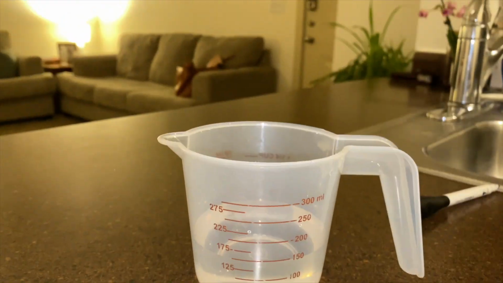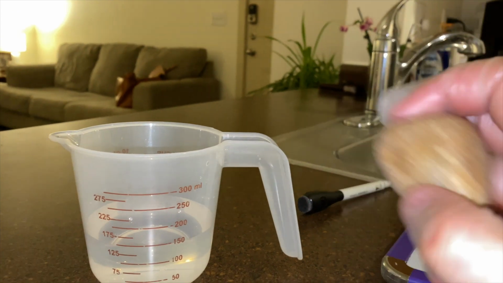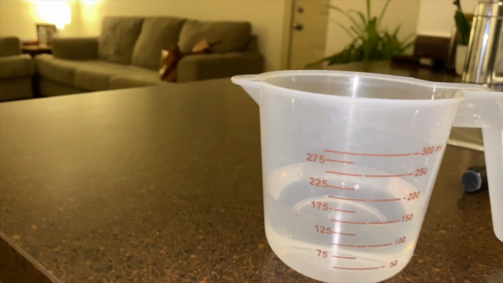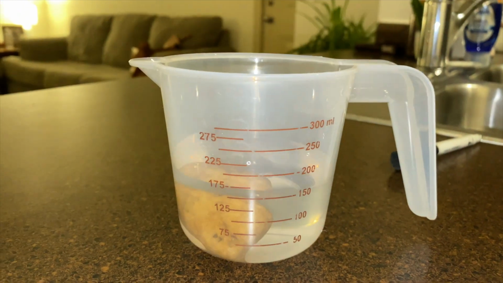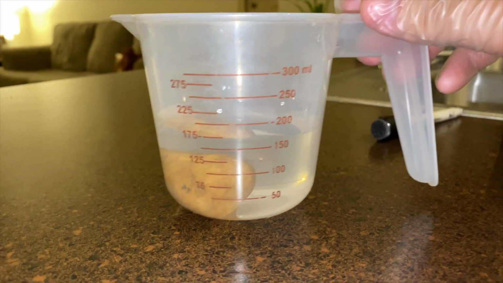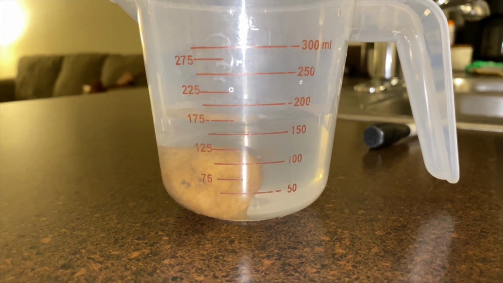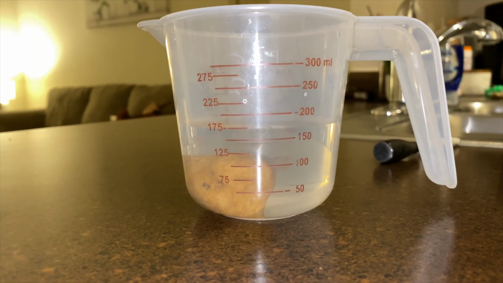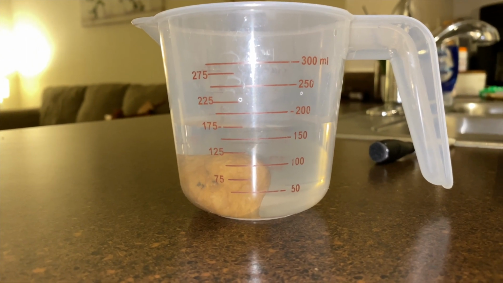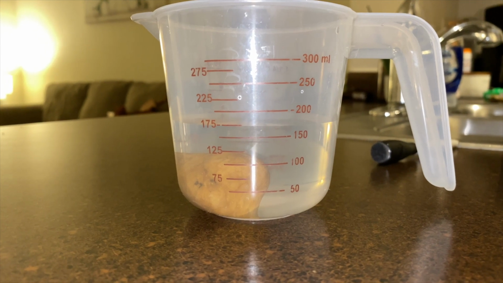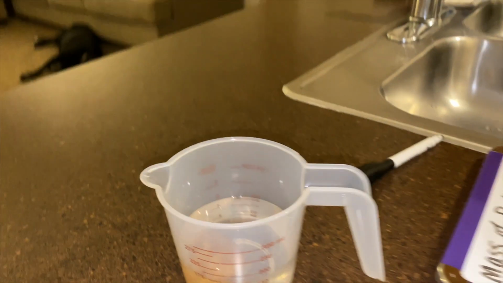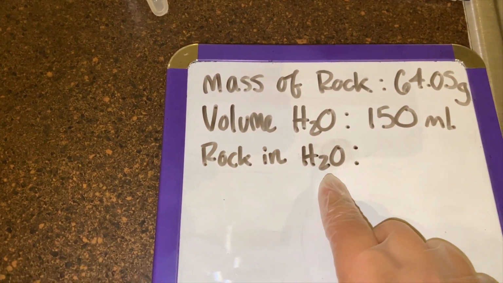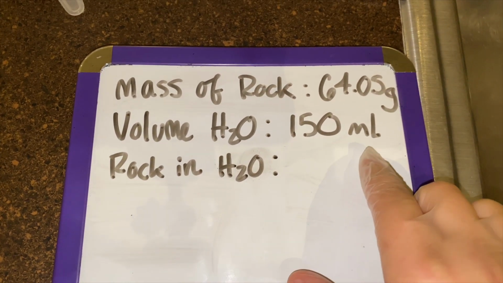All right, so now that we've got the mass of our rock and we've got the volume of the water that's put into our measuring cup, we're going to place the rock into the measuring cup with the water, and we're going to see how much the volume increases. So if we can get that leveled out, maybe you can see with me. It looks like we moved from 150 milliliters to 175 milliliters. So what we're going to do is record that, the combination of the rock in the H2O. And remember that we're going to be keeping it in milliliters.